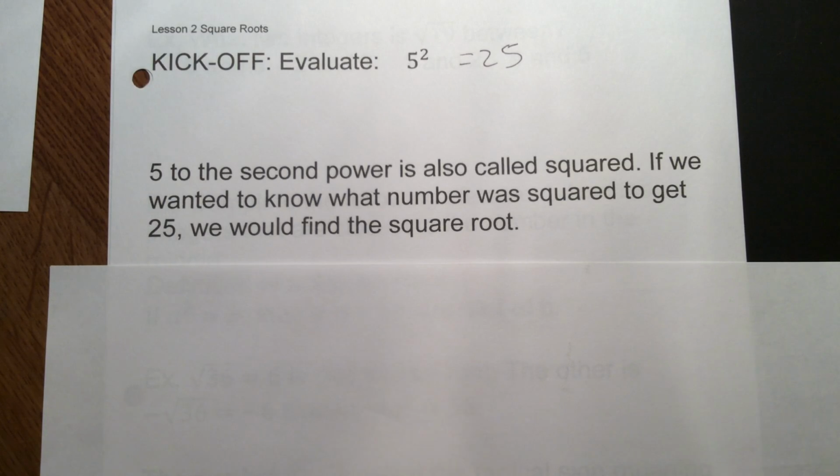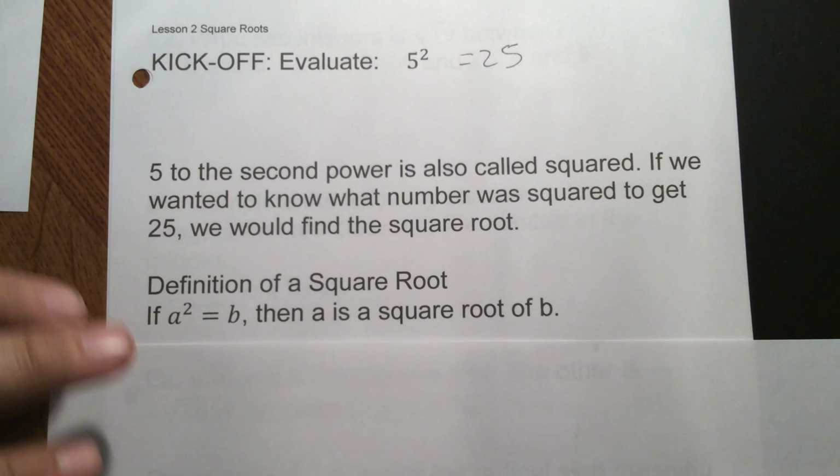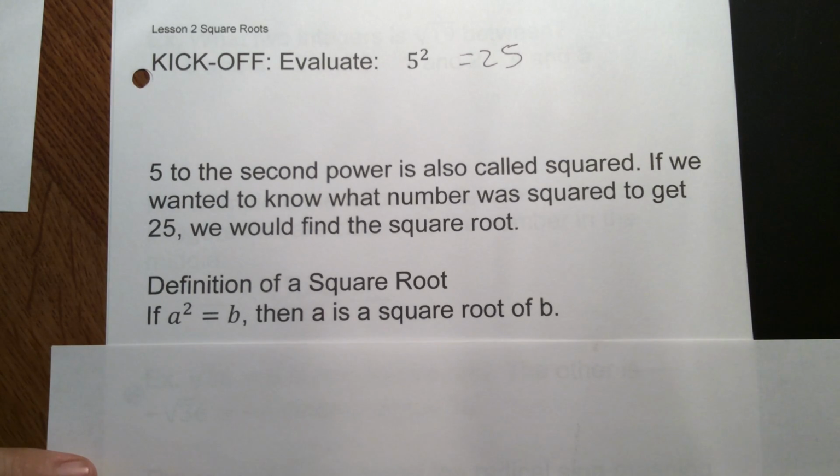5 squared gave us our 25. But what if we started with 25 and we know, hey, what was squared in order to get that 25? Well, that's finding the square root. Finding what number was multiplied by itself is the square root. So the official definition of a square root: if a squared equals b, then a is going to be the square root of b. So a is what's being squared in order to get what b was.